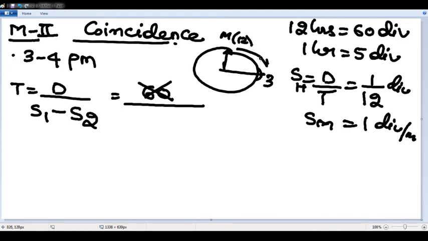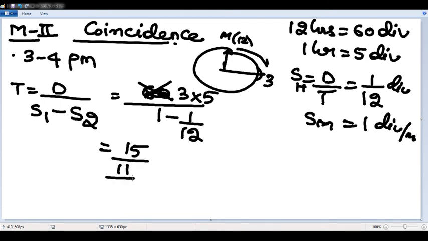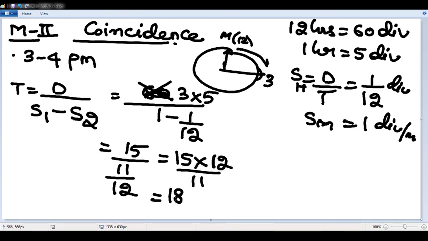The hour hand has started from 12 and has traveled for 3 hours. 1 hour is 5 divisions. So 3 into 5 divided by 1 minus 1 by 12. So it is 15 divided by 11 by 12. So it is nothing but 15 into 12 by 11, which is 180 by 11, which is 16 4 by 11. Now listen carefully. Another beautiful shortcut.